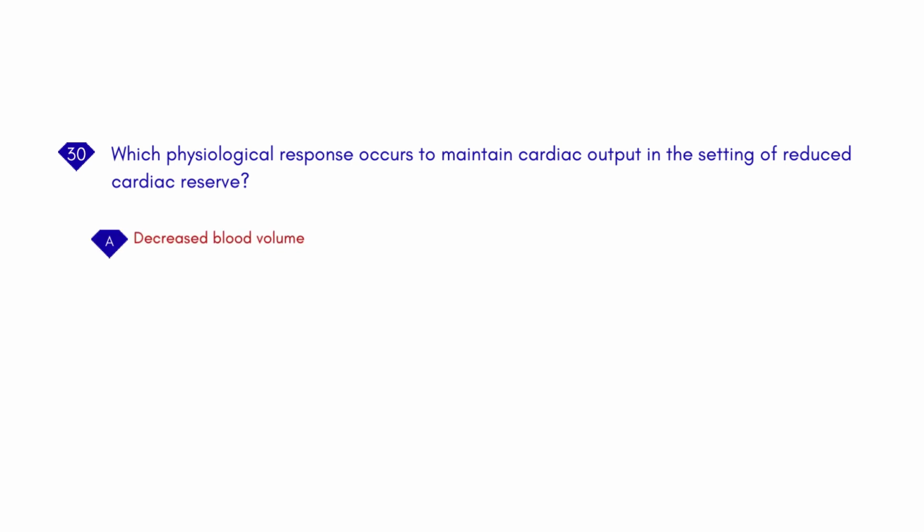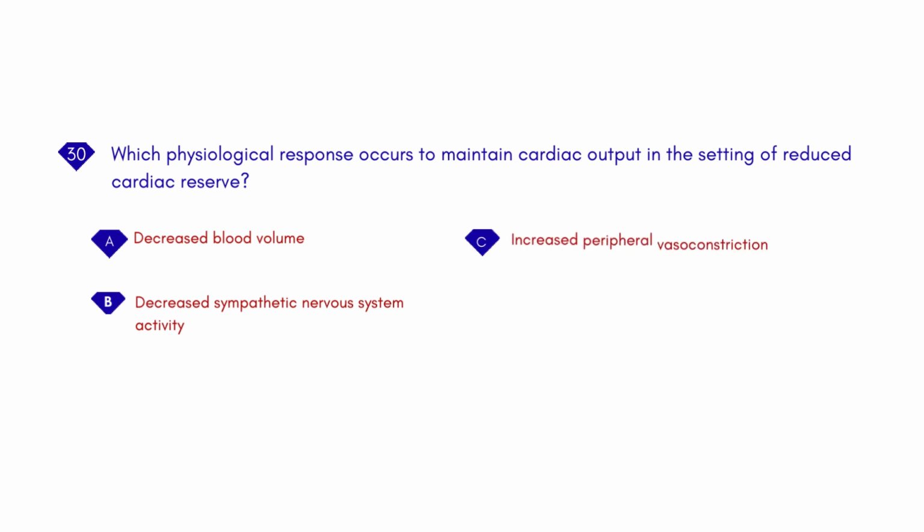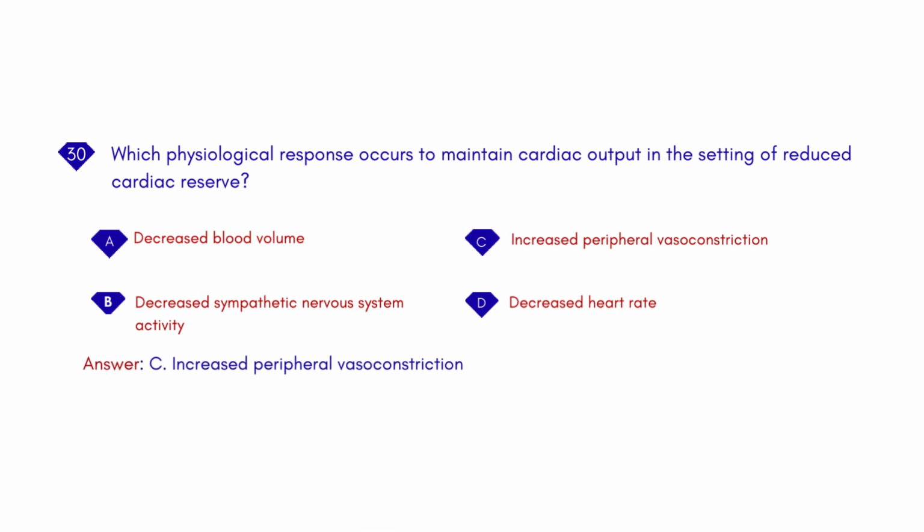Which physiological response occurs to maintain cardiac output in the setting of reduced cardiac reserve? A. Decreased blood volume. B. Decreased sympathetic nervous system activity. C. Increased peripheral vasoconstriction. D. Decreased heart rate. Answer: C. Increased peripheral vasoconstriction.